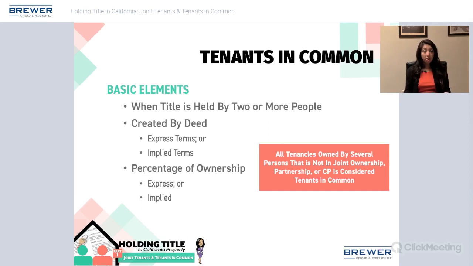If there's nothing about percentages, then it defaults to 50%. Harry Smith grants to Jane Doe and Wendy Doe. Again, it's implied that it's tenants in common, and again, implied that it's 50% because there was no express mention of the percentage of ownership. So if you want it to be something other than 50%, then it needs to be expressed.